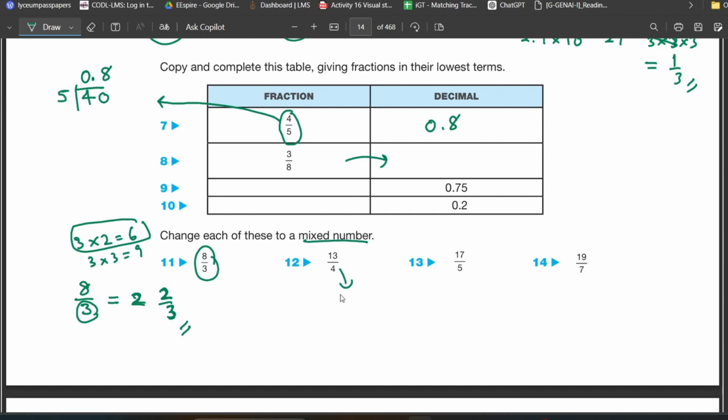So we can write this as how many 4's are there in 13? 3 times 4 is 12. So we can write 3 and 1 over 4. So this is the answer.